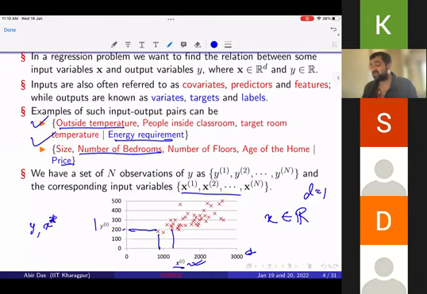Say I'm denoting it as x star. What will be the y star? These are given as your training input: x1, x2 to xn, and the corresponding y1, y2 to yn. And for an x star for which y star is unknown, you need to find the y star.